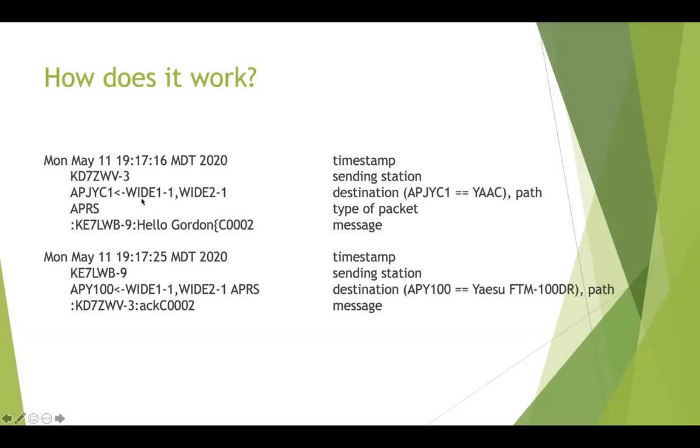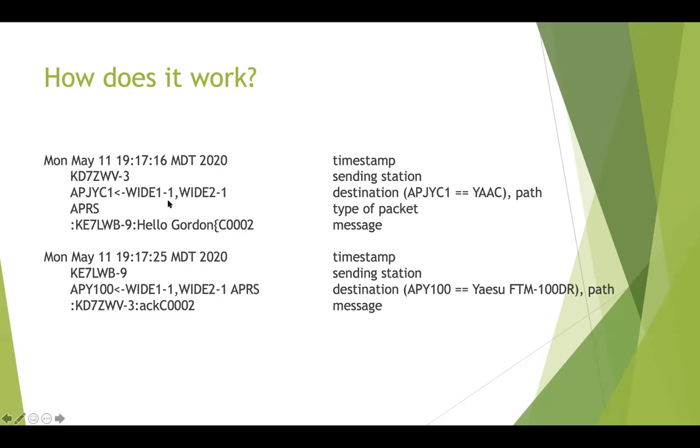And then you can see it also shows the wide 1-1, wide 2-1 path. And then it shows the type of the packet as APRS. And then the message includes the recipient, which is Gordon's call sign, KE7LWV-9. And then the message itself, hello, Gordon. And then the little curly brace and the C0002 is a sequence number for that message. So whenever I send a message, not a beacon, but a message, my software is going to put a sequence number on there so that I can identify that message.